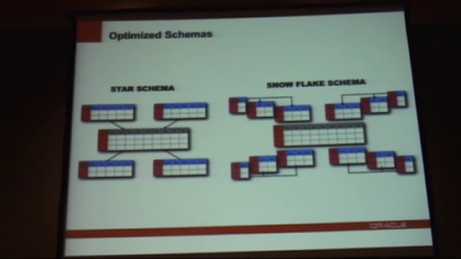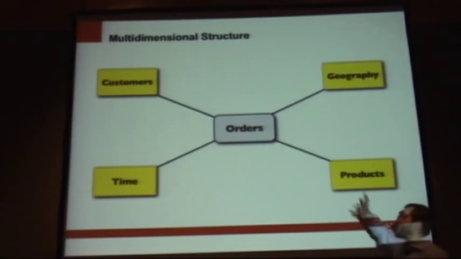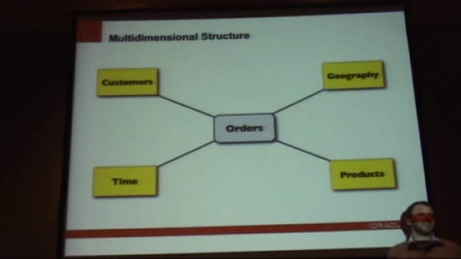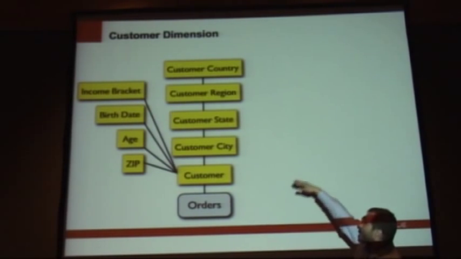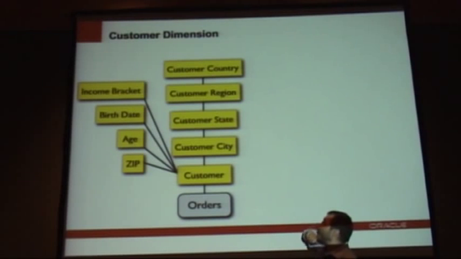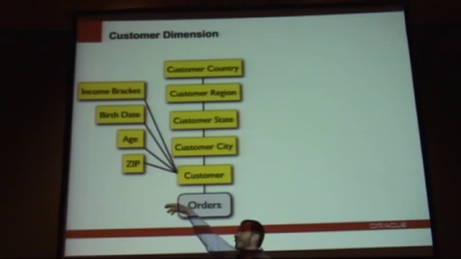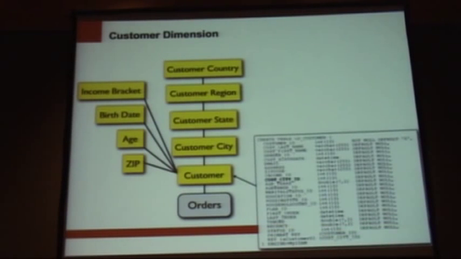Just to give you an example, in a very basic structure with orders as the fact table and only four dimensions: customers, geography, product, and time. Now let's expand the customers dimension with a fairly simple hierarchy, based on city, state, region, and country, and a few other attributes you can find on a customer. Suppose we have a few million customers, not billions, but let's say 1 million customers.